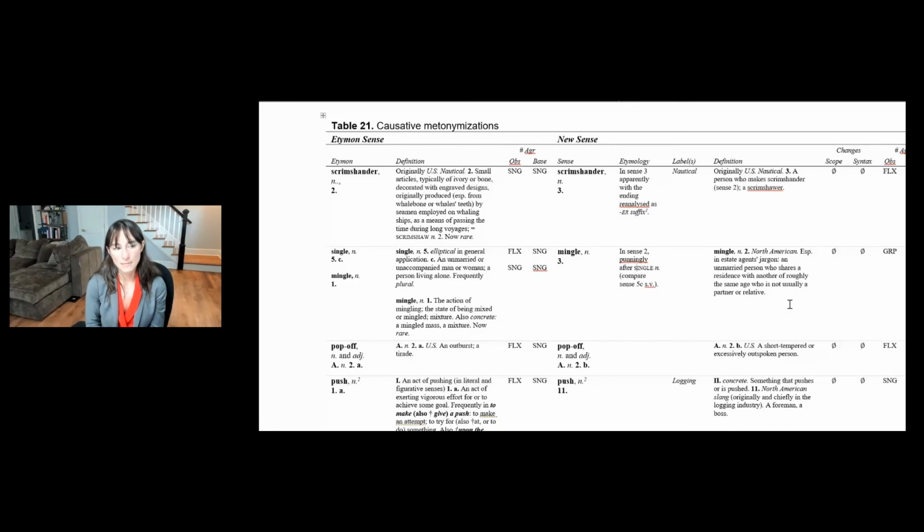And so in short, it's not always so simple. And in this case, I think the best tagging here was that this was a sort of causative metonymization, that there was an action of mingling. But I would be remiss not to say that there's significant complexity in something like this.